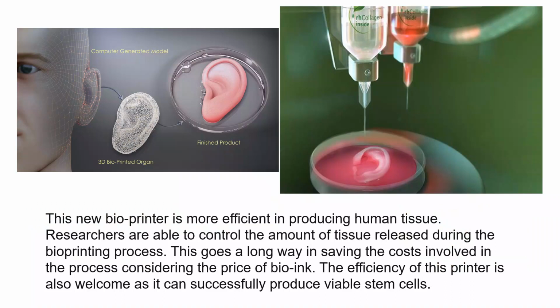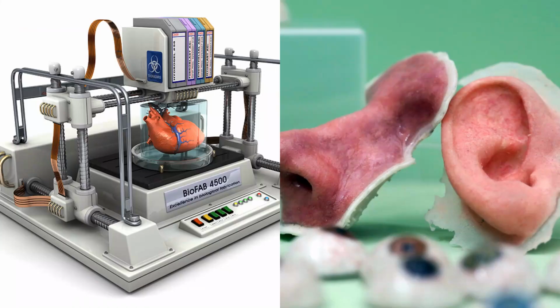The bioprinter is more efficient in producing human tissue. Researchers are able to control the amount of tissue released during the bioprinting process. This goes a long way in saving the costs involved in the process, considering the price of bioink. The efficiency of this printer is also welcome, as it can successfully produce viable stem cells. Here we see the BioFab 4500, and also we can see some tissues that were created for surgical implants on the patient, a nose and an ear.